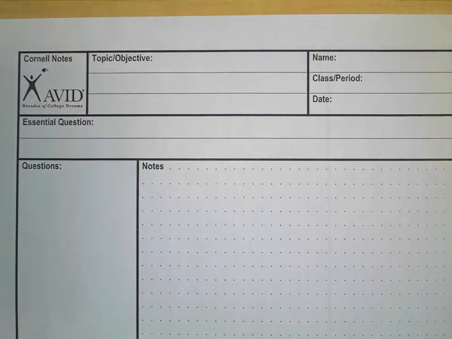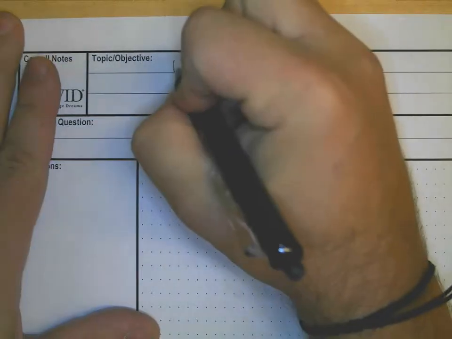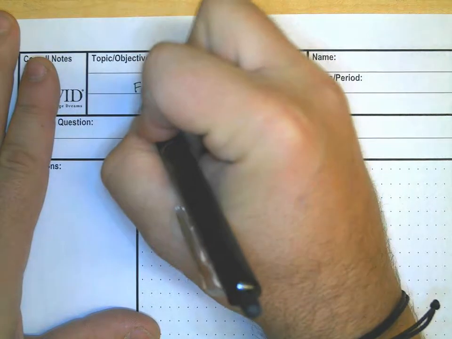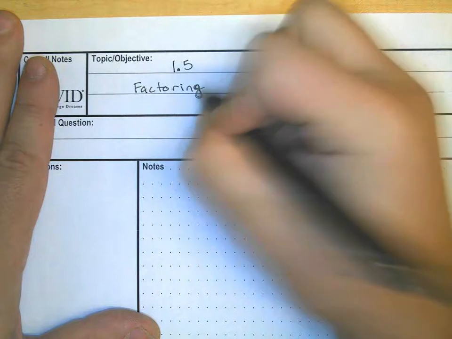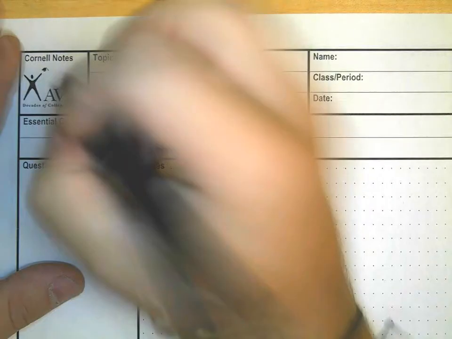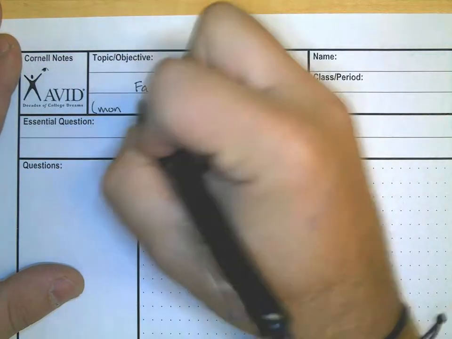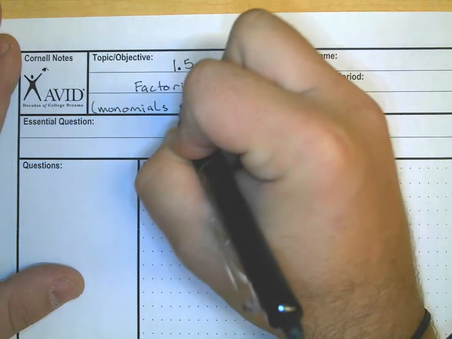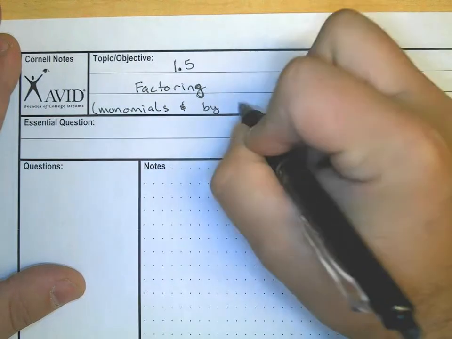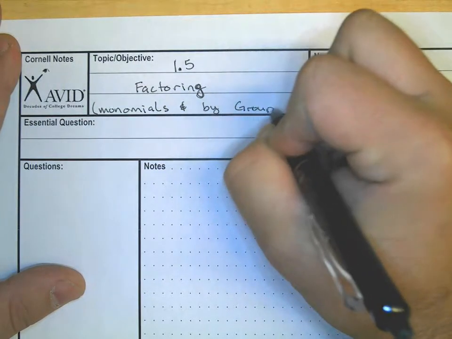In this video, we'll be looking at lesson 1.5. This will be our first lesson on factoring, where we will be factoring monomials, and we'll be factoring by grouping.